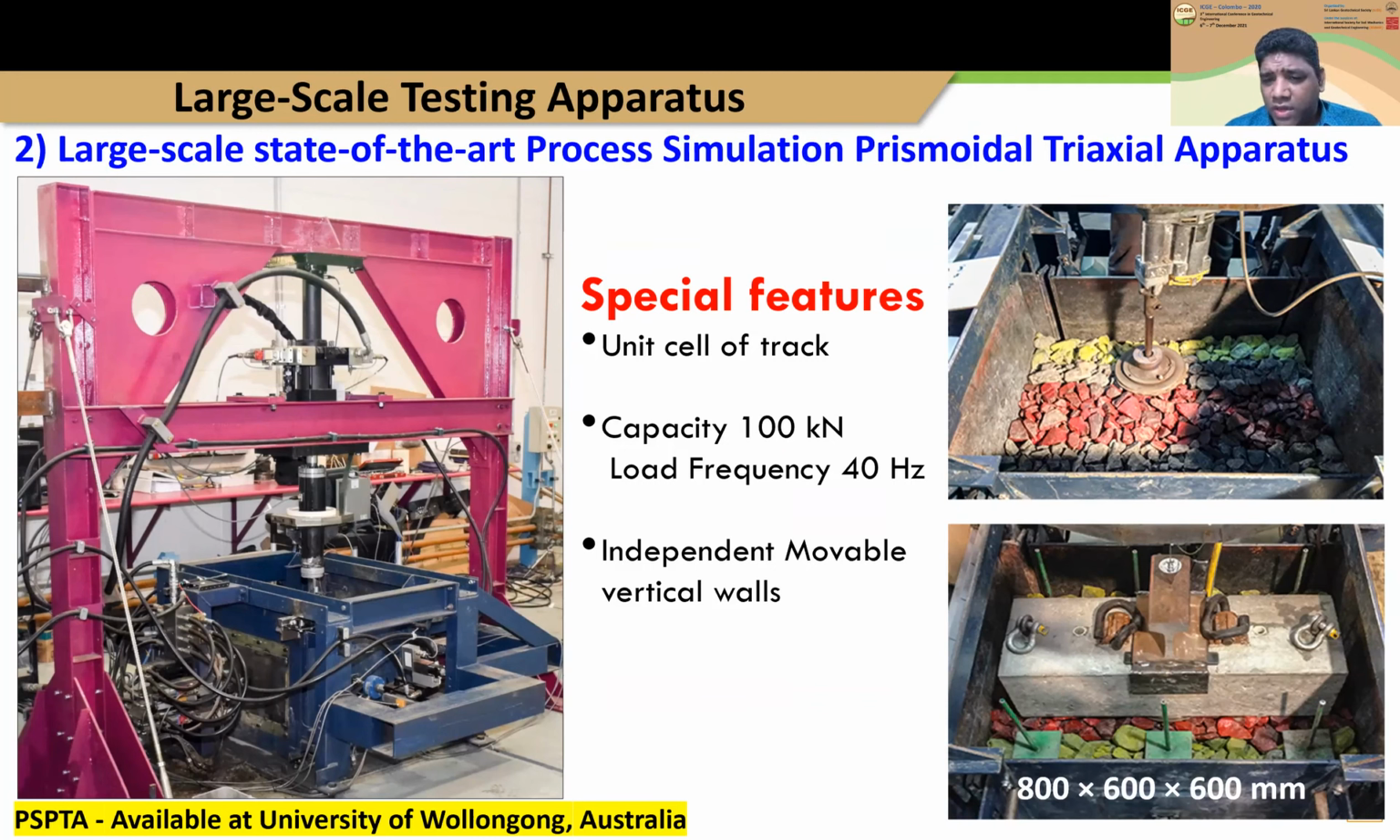You can see here on the right side the triaxial box samples we have placed inside the triaxial box, compacted to the real track compaction level, and the sleeper and the rail system is placed on top of that to test the ballast layer. This apparatus has a size of 800 by 600 by 600 millimeters in cubical size.